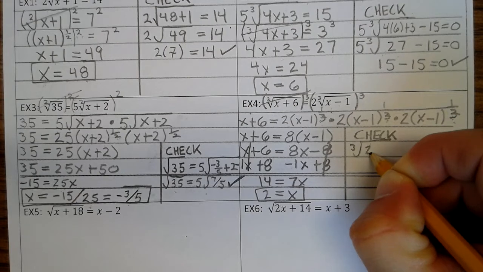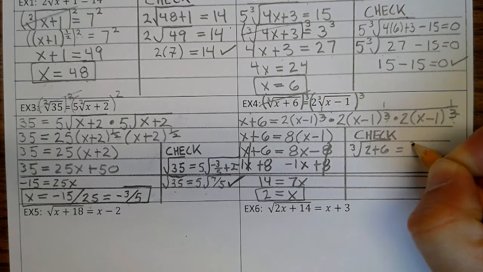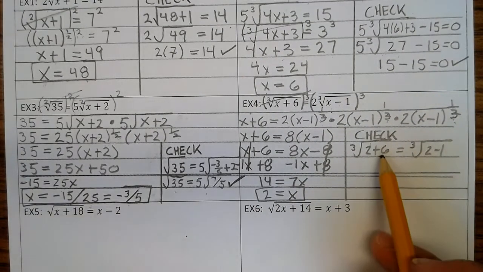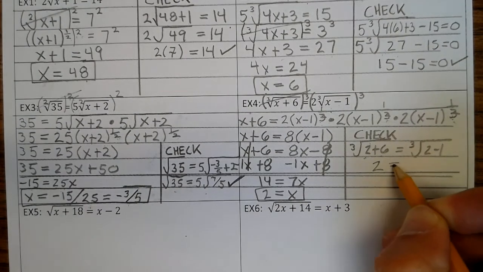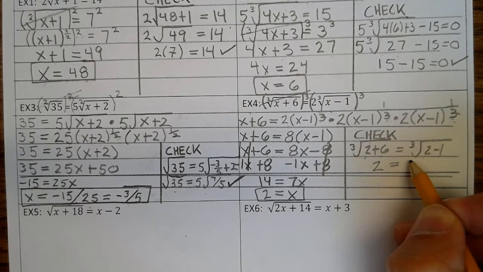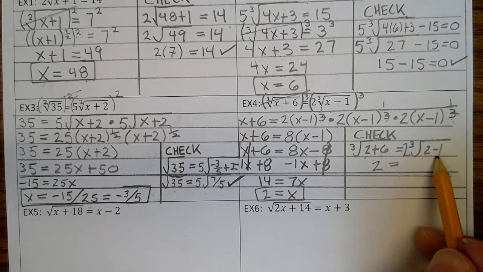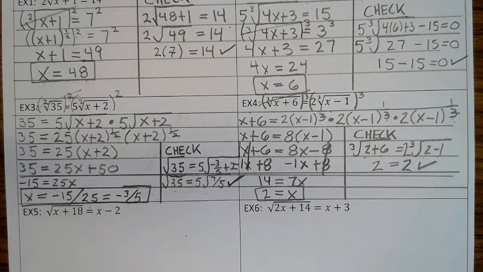of 2 plus 6 equals the cube root of 2 minus 1. Well, 6 plus 2 is 8. The cube root of 8 is 2. 2 minus 1 is 1. The cube root of 1 is, and there should be a 2 right here, 2 times. So 2 minus 1 is 1. Cube root of 1 is 1 times 2 is 2. So it checks. So x equals 2 is the solution.